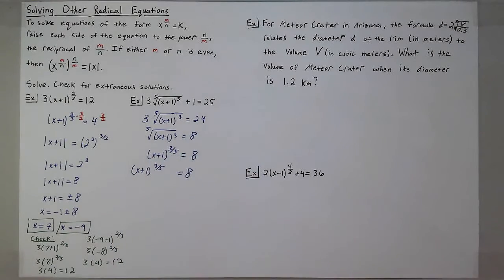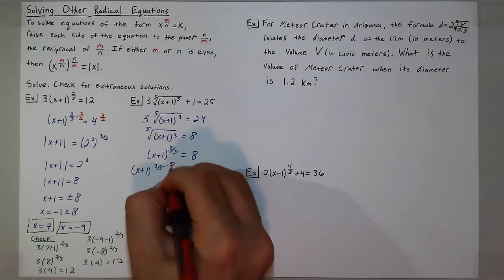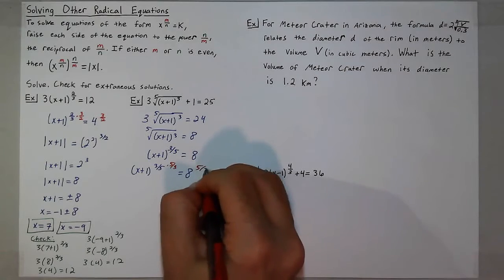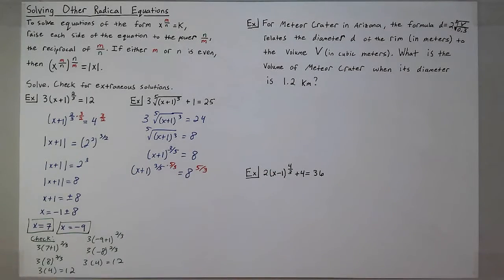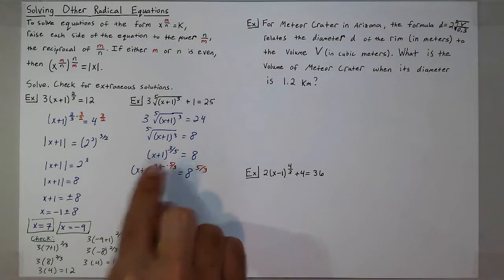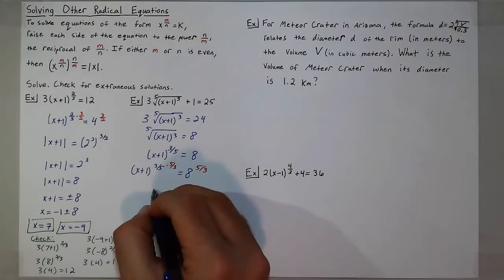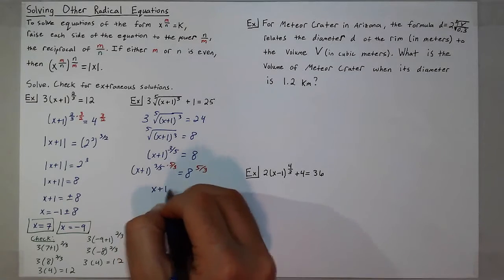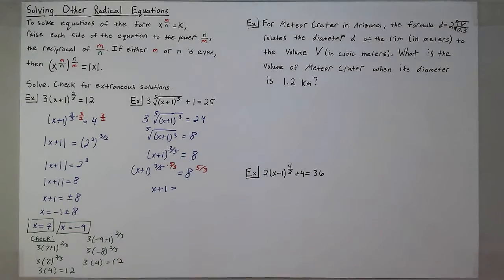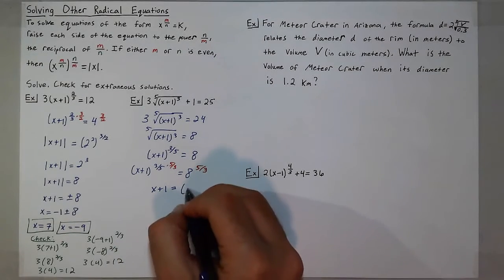And if I raise each side to the 5/3 power, I can get rid of that radical, but you'll see here all the numbers are odd, so there's no way of it making it positive. So I don't need to worry about absolute value signs here. I'll just have x plus 1 equals 8 to the 5/3. 8 is also known as 2 to the 3rd power.